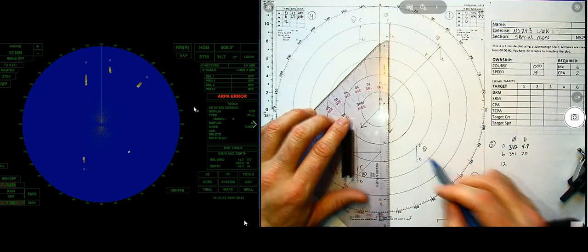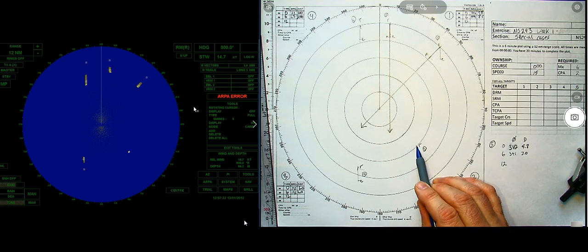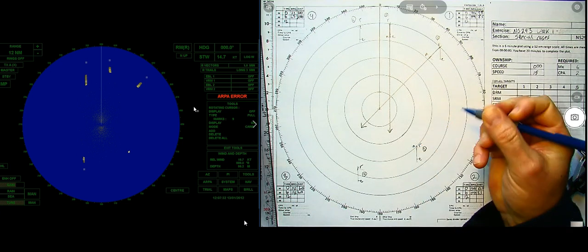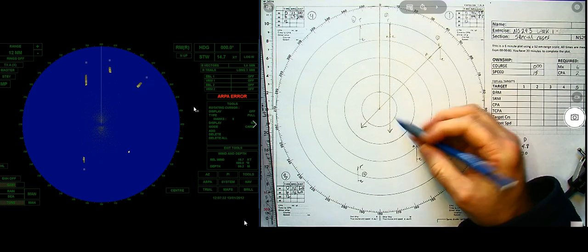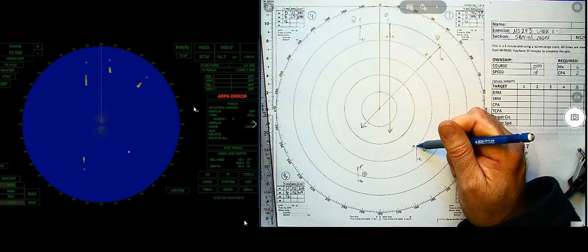Let's get the M for target 3. For target 3, it's 135 and 6. Oh, it's exactly the same thing. So M is here. That doesn't look to me like that vessel's getting any closer to me. Oh, okay, so it's at its CPA right now. That vessel is going the same course and speed. We'll come back and analyze that.